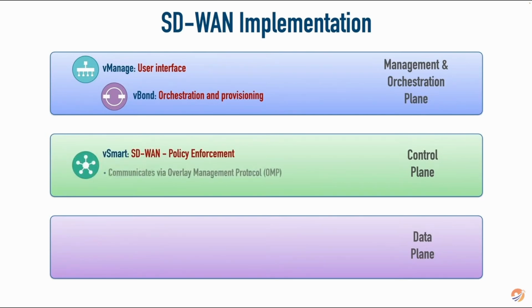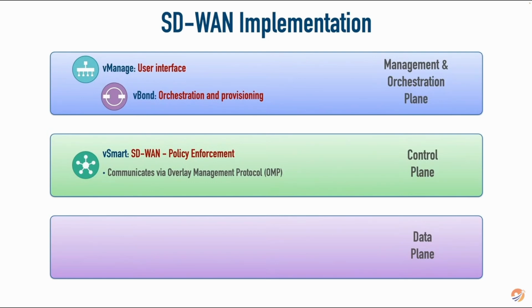vSmart, as we see here, does policy enforcement. So after we create a policy, vSmart is in charge of enforcing that policy and sending those policies out to other SD-WAN devices. And route information from remote sites is received using a protocol called OMP, the Overlay Management Protocol, because we're dealing with an overlay network. And here we are doing that centralized control plane that we talked about earlier.